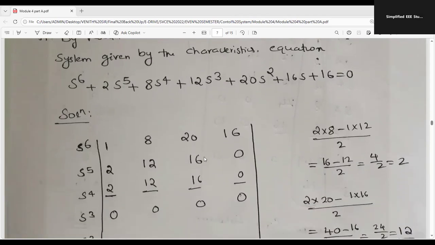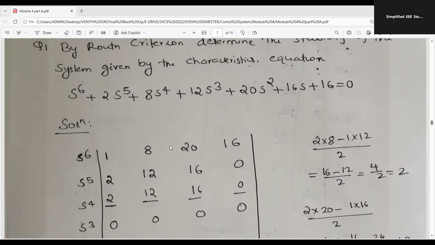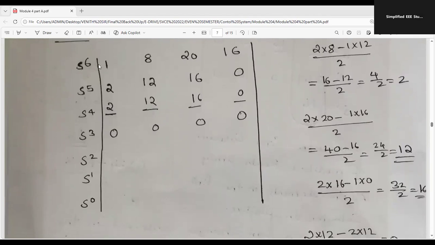First of all, let us complete the Routh array. To complete it, what are you going to do? First, you mark s to the power 6, s to the power 5, s to the power 4, s to the power 3, s to the power 2, s to the power 1, s to the power 0. Then prepare a skeleton of the Routh array by providing two vertical lines, just like a matrix. Correct? Thereafter, you keep on updating the coefficients.